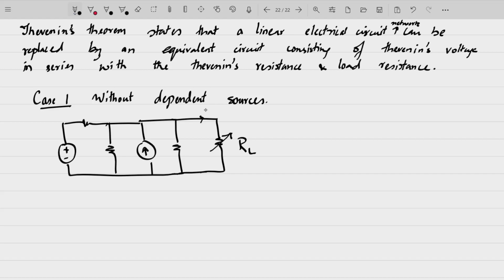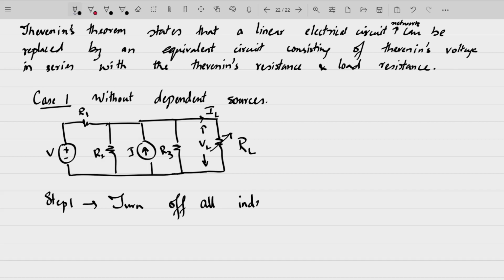You are only concerned with the current flowing into this load and the voltage across this load resistance. So these are the steps we have to take to find the Thevenin's voltage and the Thevenin's resistance. Step one, turn off all independent sources. This is case number one, which is without dependent sources. There is no dependent source in this case.